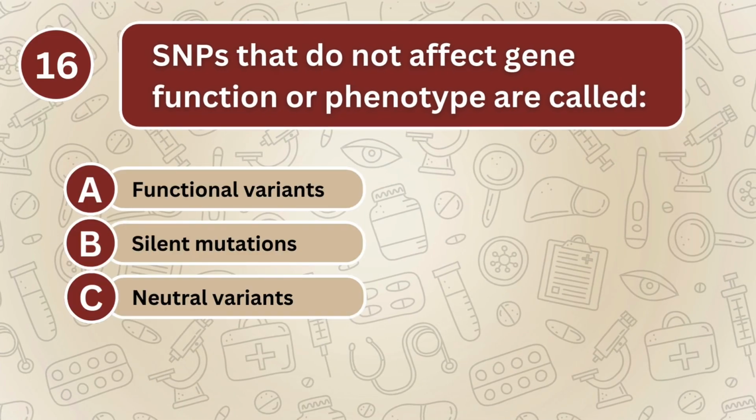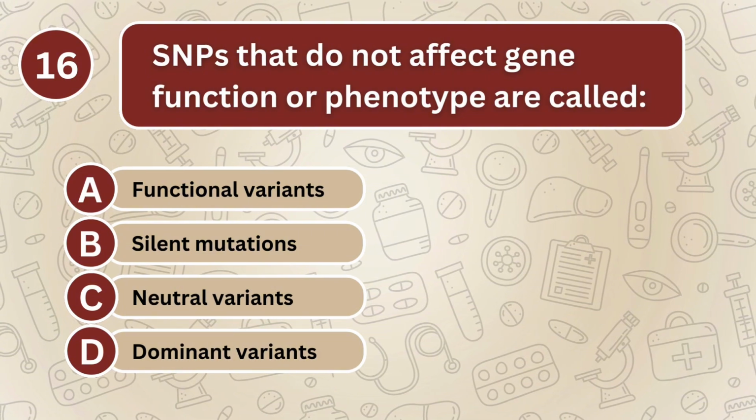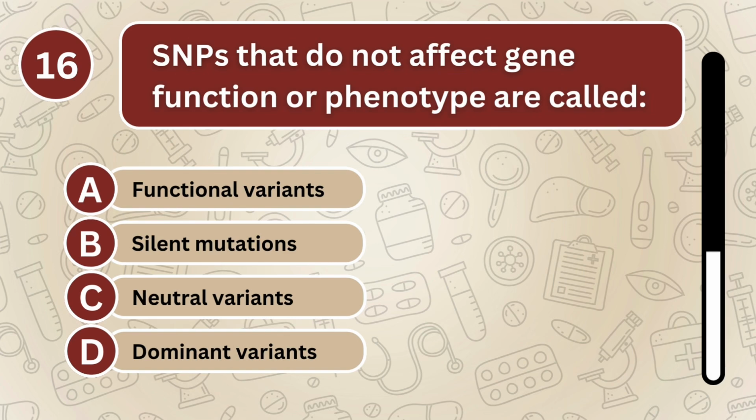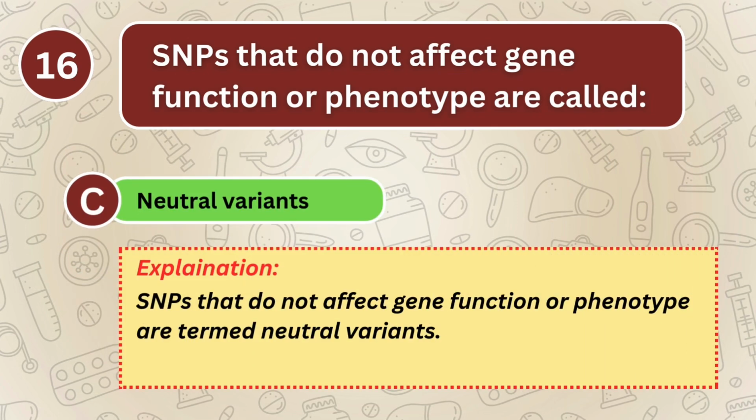SNPs that do not affect gene function or phenotype are called functional variants, silent mutations, neutral variants, or dominant variants. Correct answer is C, neutral variants.